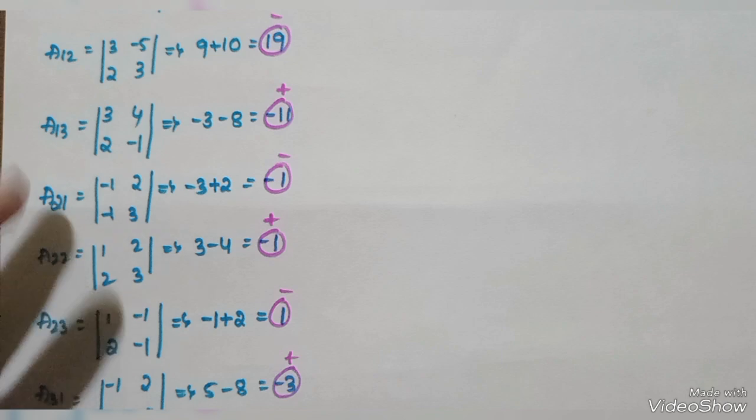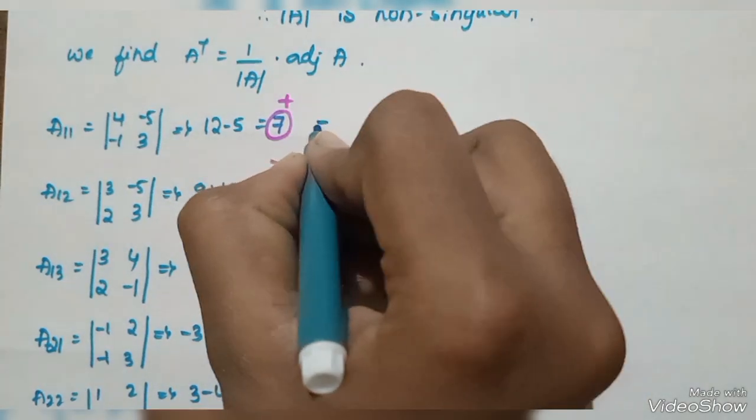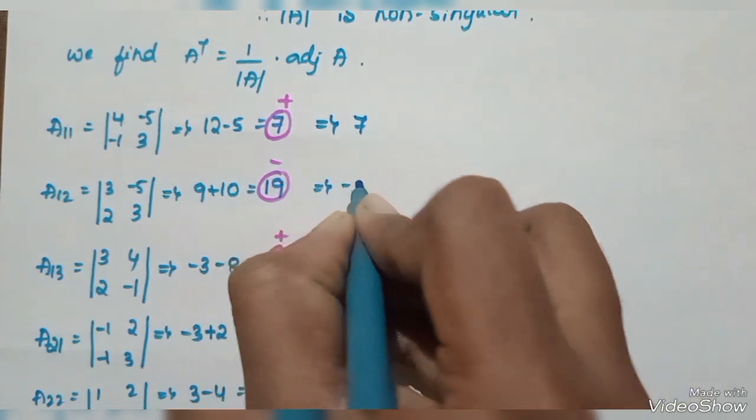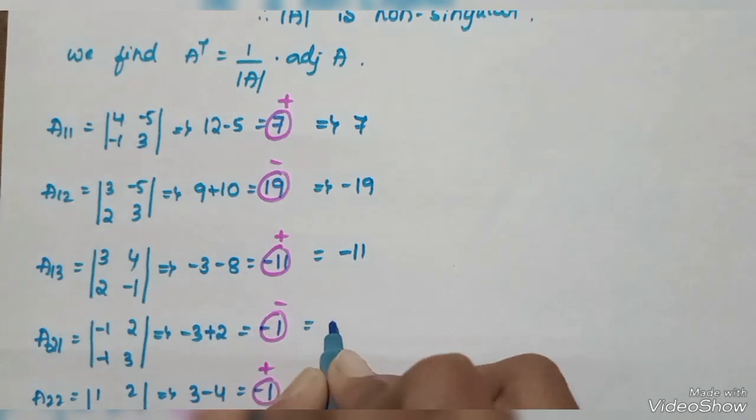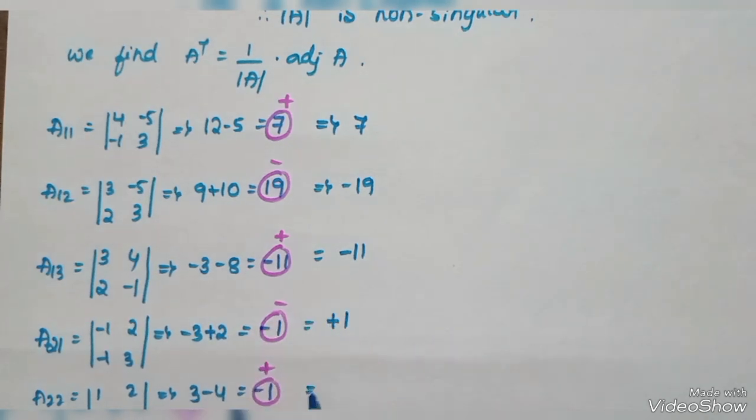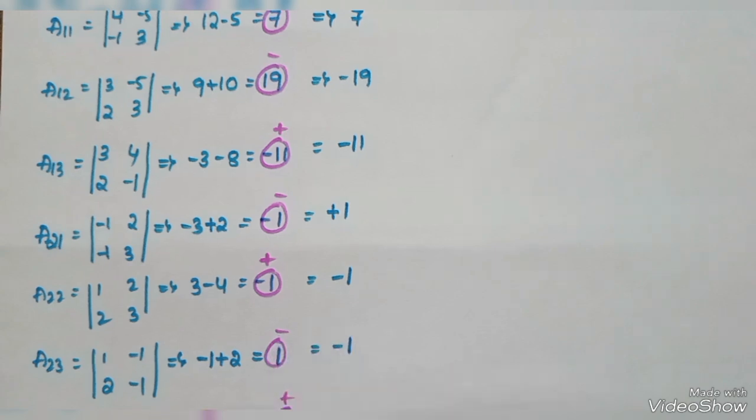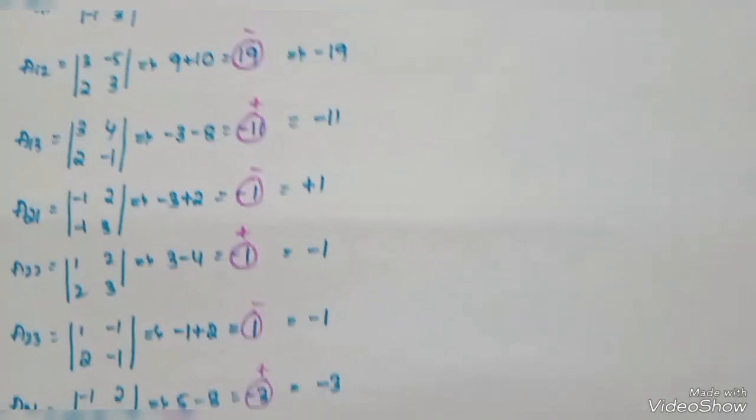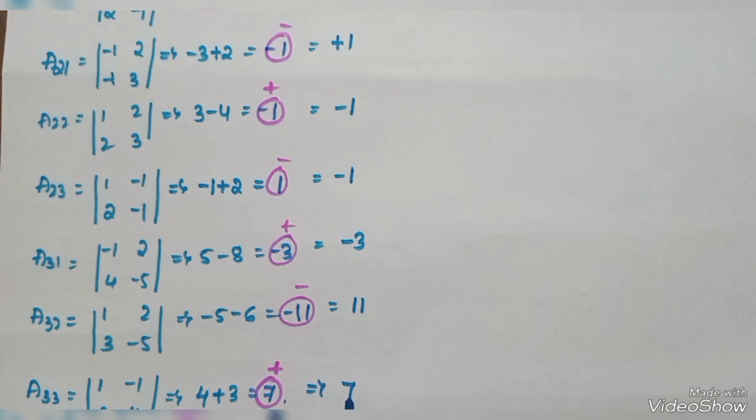Now we get the values, that is the cofactors. 7 into 1, 7. Here minus 19, plus into minus, minus 11, minus into minus, plus 1, plus into minus, minus, plus into minus, minus, minus into plus, it becomes minus 3. Again minus into minus, plus 11. Then 7 into 1, it becomes 7.